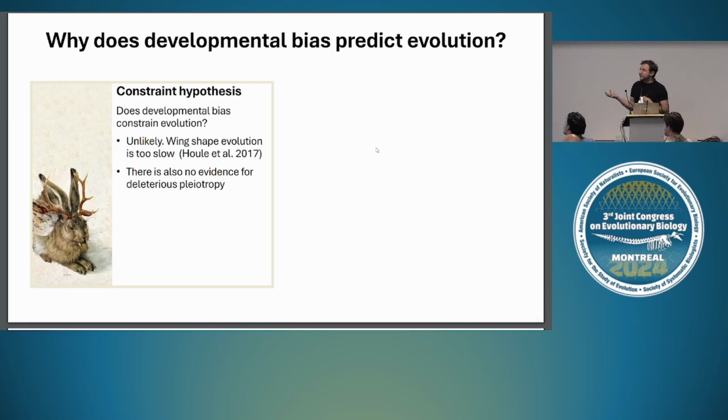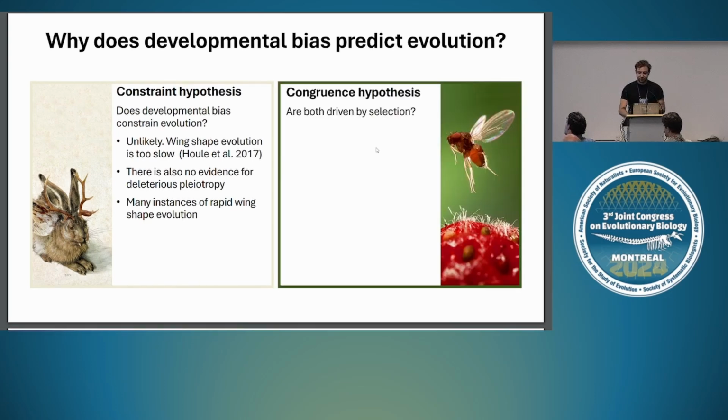So we don't really find a lot of evidence for the constraint hypothesis, and at the same time, we also have many instances of very rapid wing shape evolution, even on ecological timescales in various dipterans. So there really does not seem to be a hard constraint on wing shape evolution. What would be an alternative hypothesis? Well, one of them is the congruence hypothesis, which suggests that maybe developmental bias and evolution align because they're both driven by similar patterns of selection.